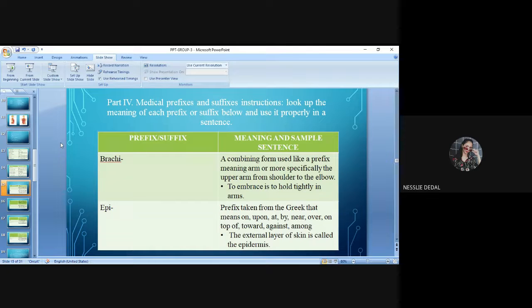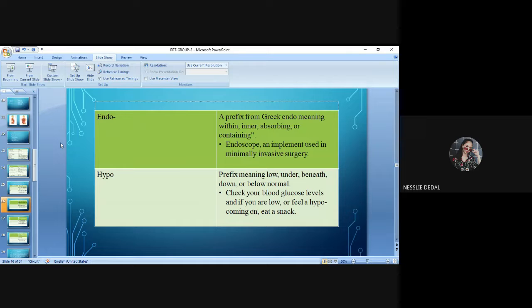Epi. Taken from the Greek, it means on, upon, at, by, near, over, on top of, toward, against, among. Example sentence. The external layer of skin is called the epidermis. Next slide. Endo, meaning within, inner, absorbing, or containing. Example sentence. Endoscope, an implement used in minimally invasive surgery.